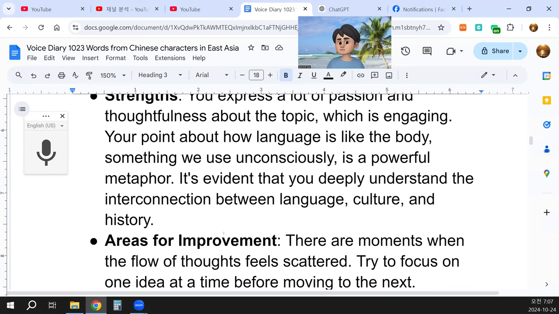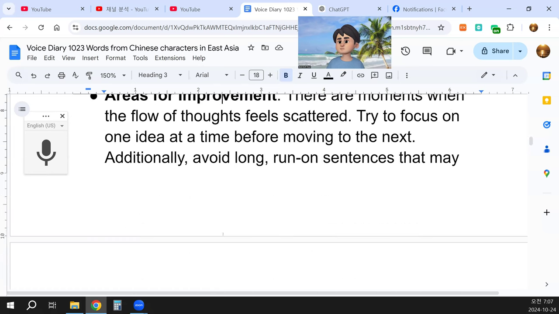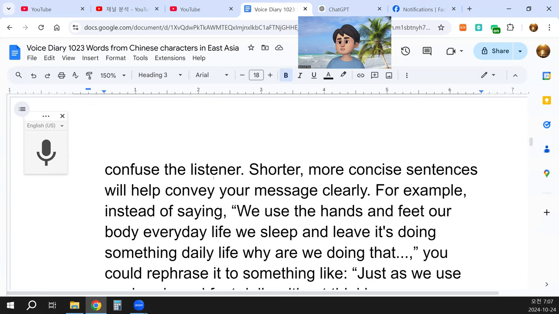Area for improvement. There are moments when the flow of thought feels scattered. Try to focus on one idea at a time before moving to the next. Additionally, avoid long, complicated sentences that may confuse the listener. Shorter, more concise sentences will help convey your message clearly.